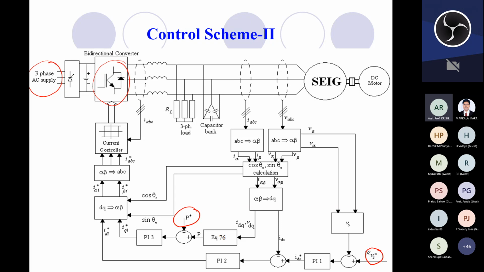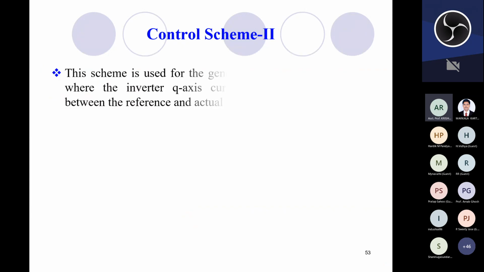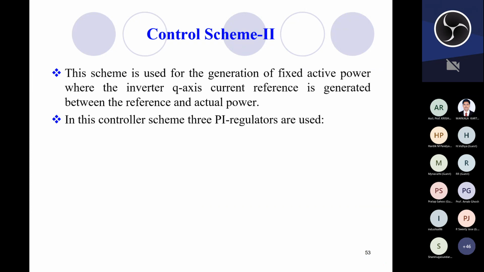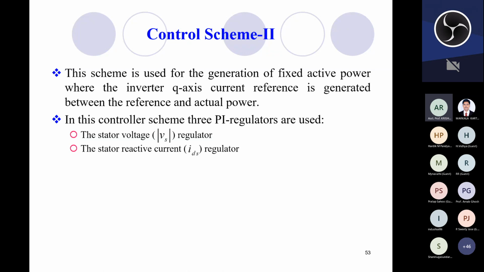Okay, so that is why by this scheme we can generate a fixed amount of active power. So in this scheme there are three regulators to regulate the voltage, the reactive component of current as well as the active power.